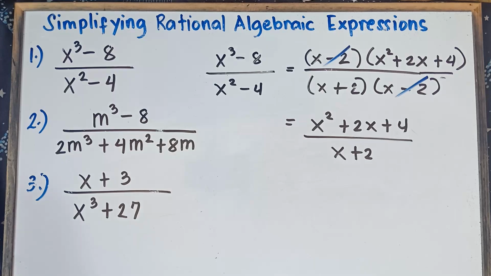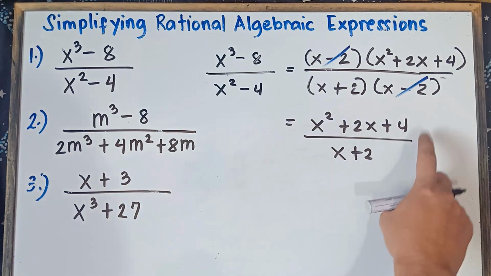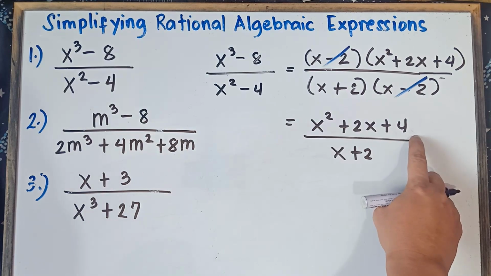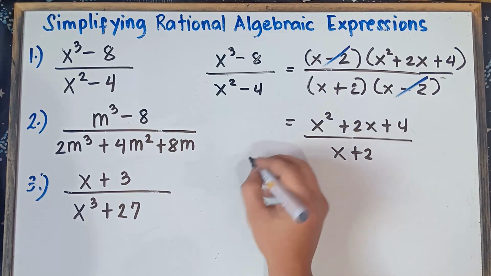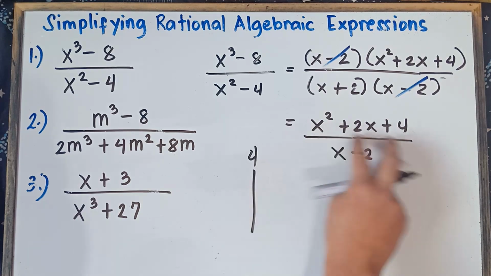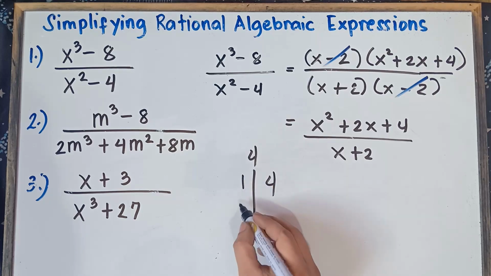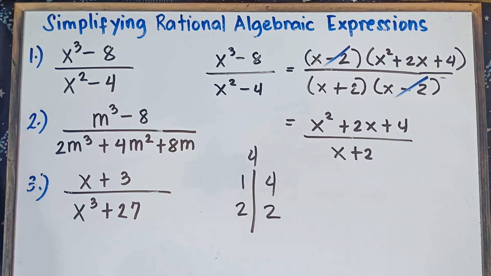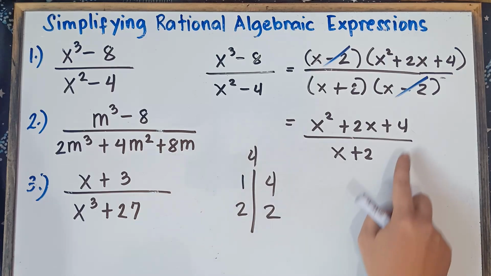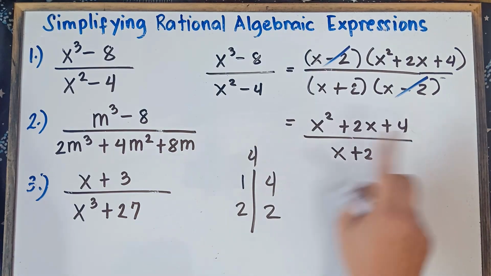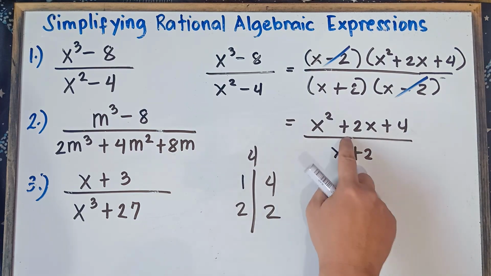Now, question, sir, can we factor out the numerator? You think of two numbers, class, that when you multiply them, you will get 4, and when you combine them, you will get positive 2. So what are the factors of 4? Let's check if we can factor the numerator. Factors of 4: we have 1 times 4 and 2 times 2.